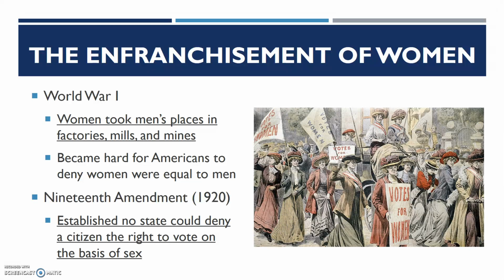Okay, so after World War I, when women had taken the place of men in the workforce, in the factories, in the mills, and in the mines, because all the men were off working, it became very hard for Americans to deny that women were equal to men and should be able to participate in their government. So by 1920, there was enough support to pass an amendment, and so the 19th Amendment was passed, establishing that no state could deny a citizen the right to vote on the basis of their sex.